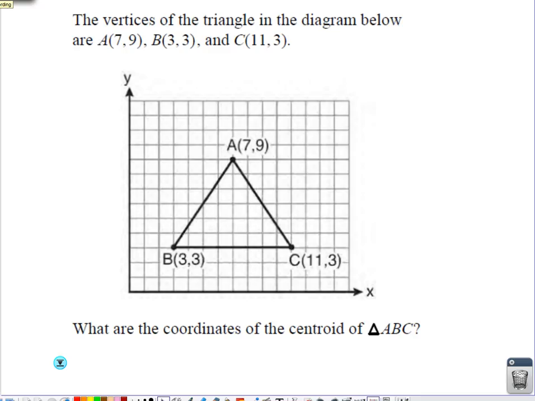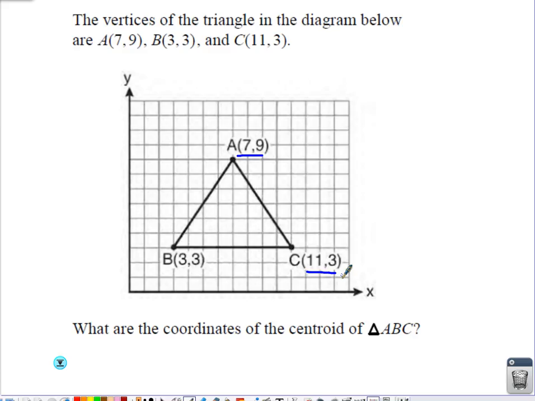The vertices of the triangle in the diagram below are 7, 9; 3, 3; and 11, 3. What are the coordinates of the centroid? One more time. Hunter, how do we find the centroid? We draw the three what? Medians. So we need the three midpoints, because a median goes from an angle to a midpoint. To find a midpoint, let's do 7, 9 and 11, 3.